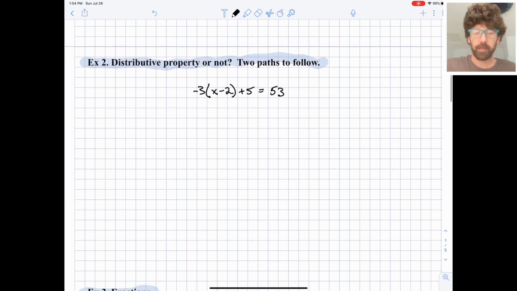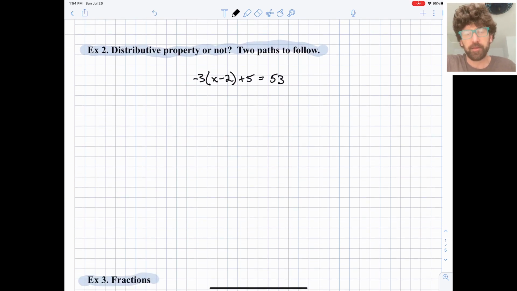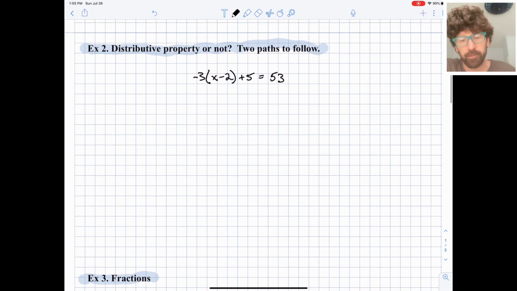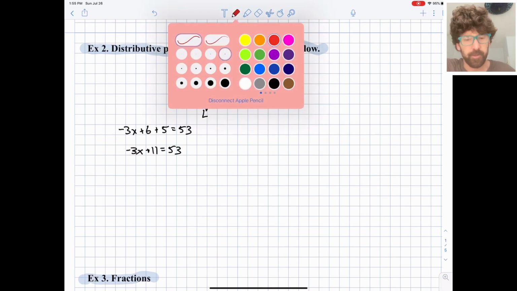Next one we'll look at, I really want to show you how there are a couple pathways to follow. And first we will apply the distributive property, and then I will show you that we didn't need to apply the distributive property. We'll go through a second pathway. So let's distribute here. Negative 3x plus 6 plus 5 is 53. So negative 3x plus 11 is 53. We have it simplified as much as we can.